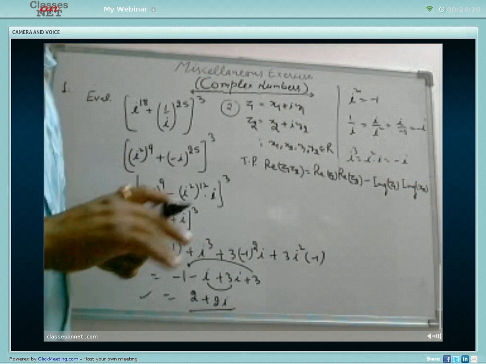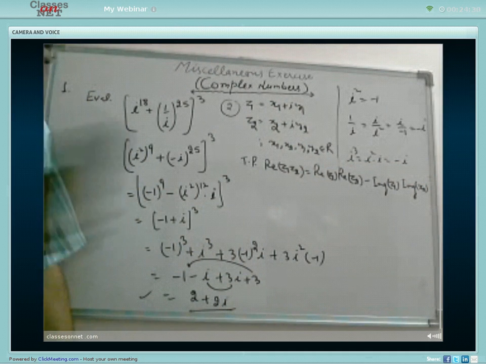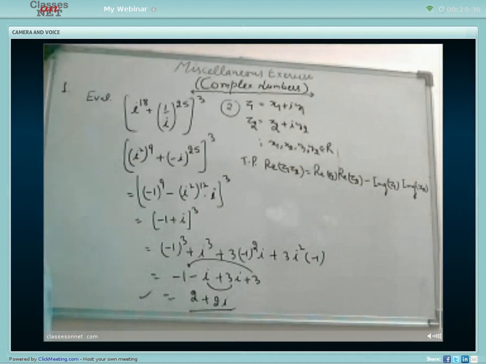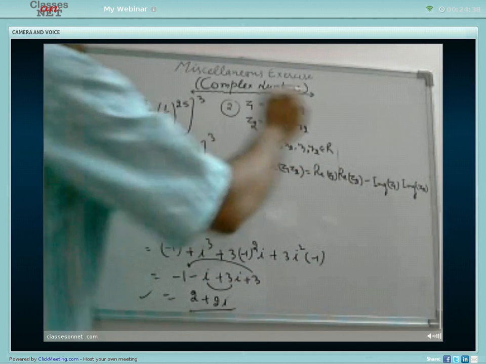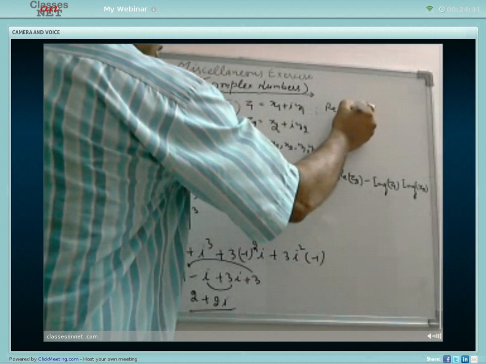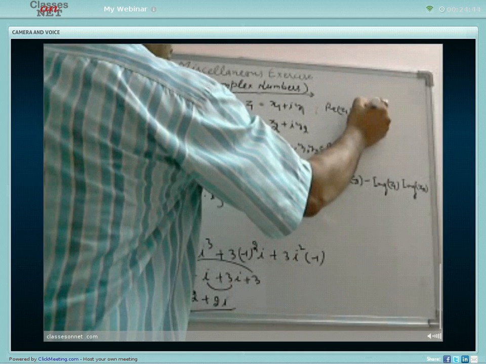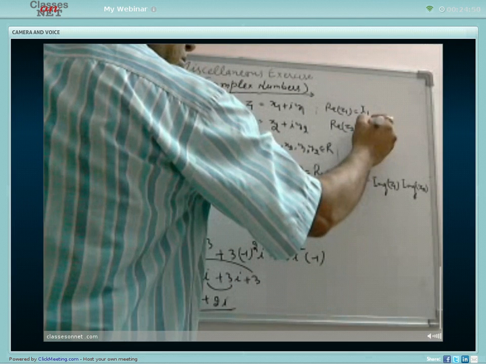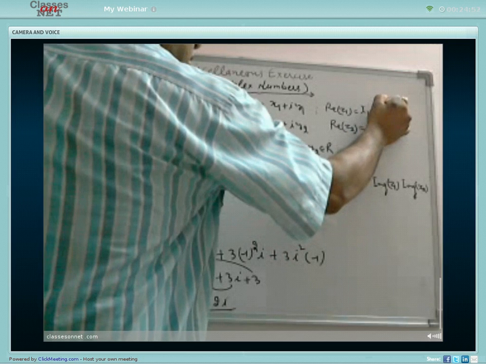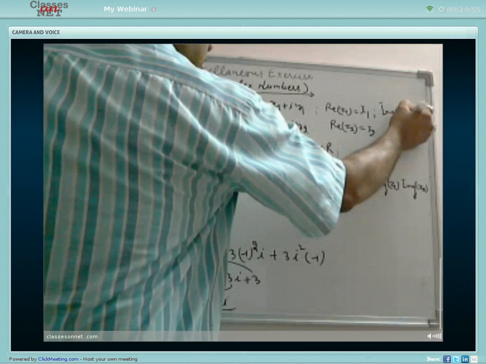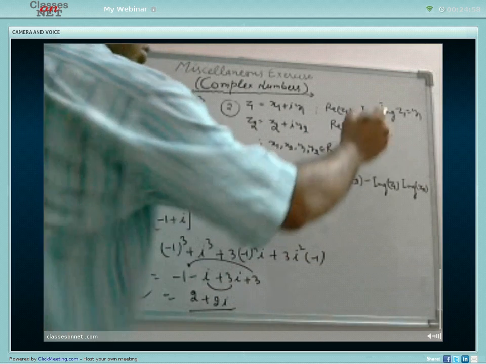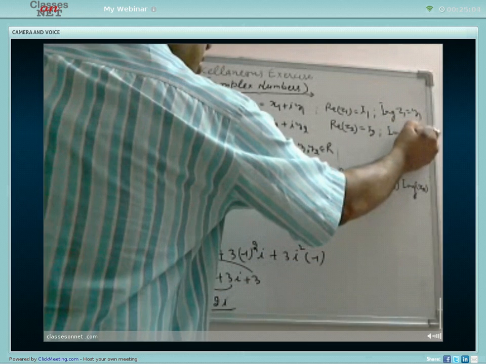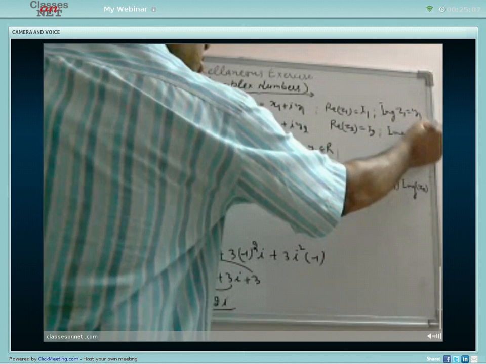First of all, let me tell you what is x1 here. X1 is the real part of Z1 and x2 is the real part of Z2. Similarly, y1, y2 are correspondingly imaginary part of Z1 and Z2. So let's write it here. Real part of Z1 is equal to x1. Real part of Z2 is equal to x2. Imaginary part of Z1 is equal to y1. Imaginary part of Z2 is equal to y2.